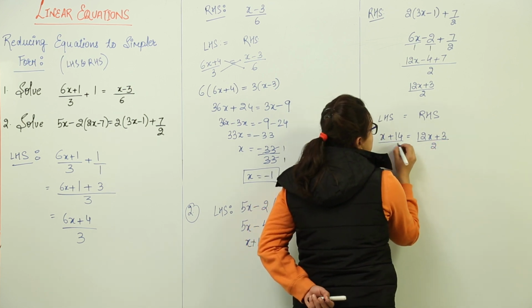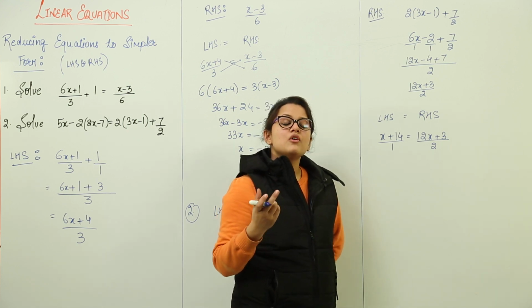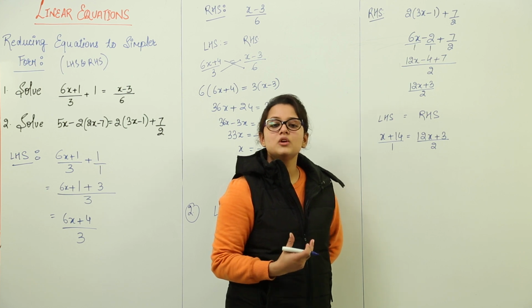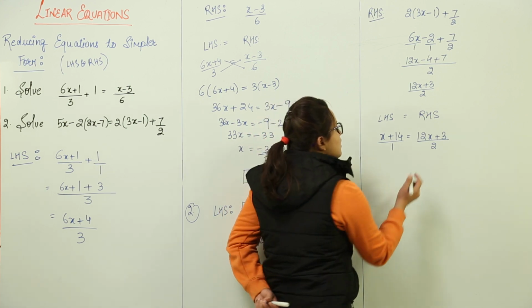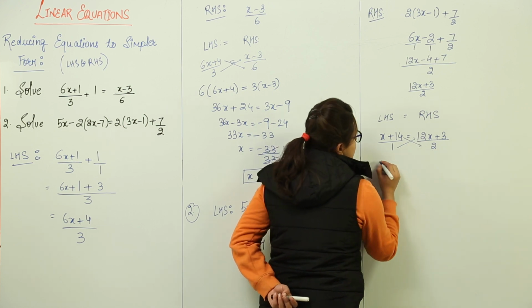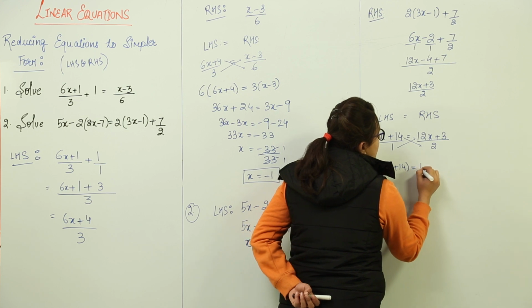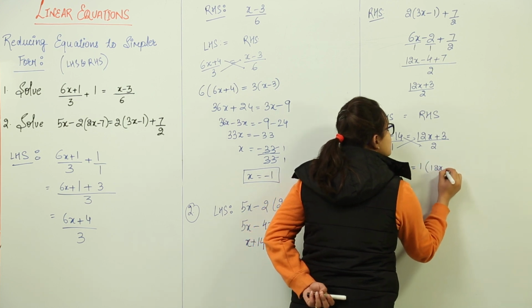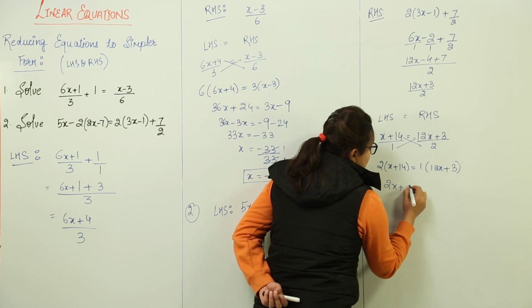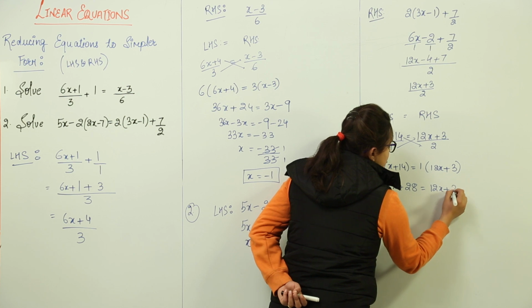Now we have nothing here in the denominator, so we can take it as 1. I have discussed it. When we have nothing written in the denominator, that means the denominator is equal to 1. So now we'll do the same, that is the cross multiplication method. 2 into x plus 14 is equal to 1 into 12x plus 3. This becomes 2x plus 28 and 12x plus 3.